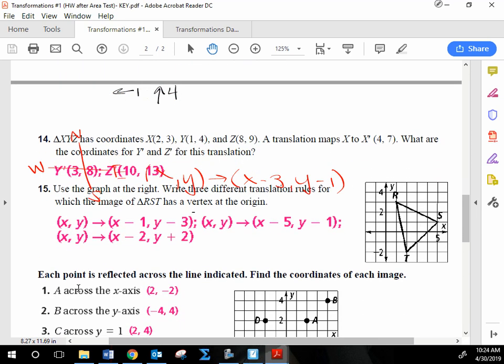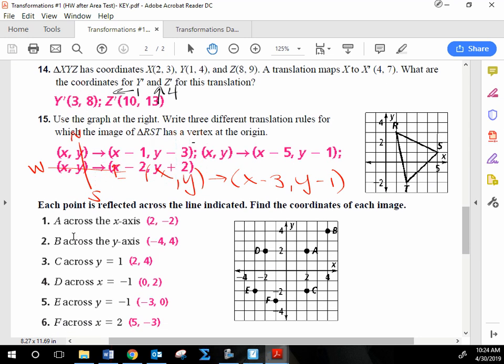And then on the back side here, I think you can sneak in all of those. And notice again when it says, like for 15, write a translation rule, this is a rule where you say the point x, y maps to what new point.